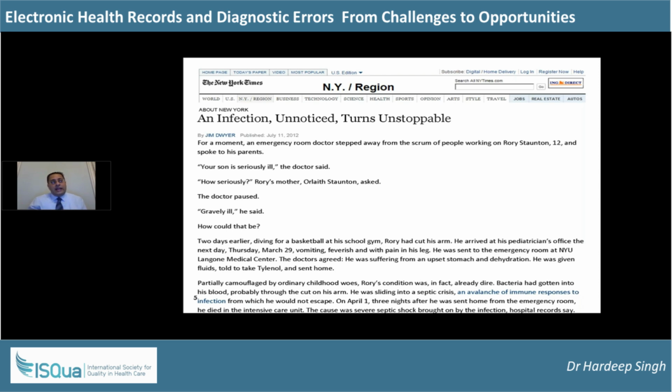And so this is a very sad case, but it illustrates a very complex problem of misdiagnosis, where somebody presents with clear signs, symptoms, and lab test abnormalities, but those are not acted upon, and that leads to a very poor outcome.